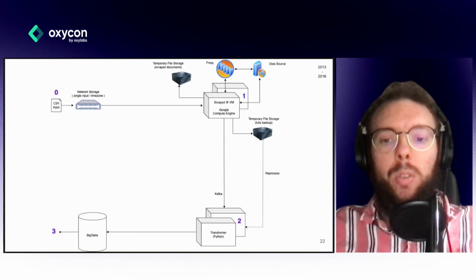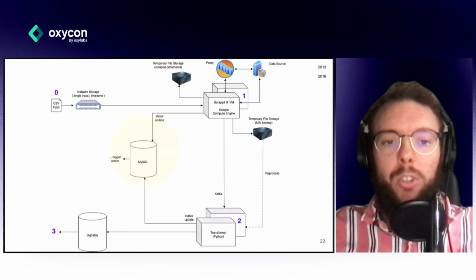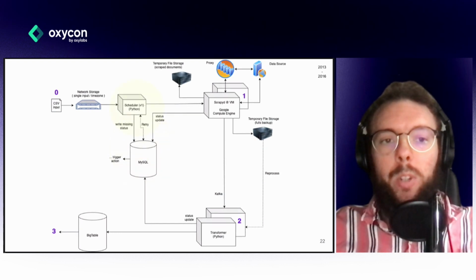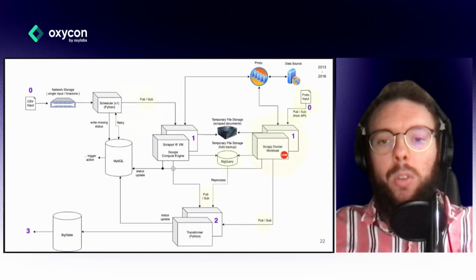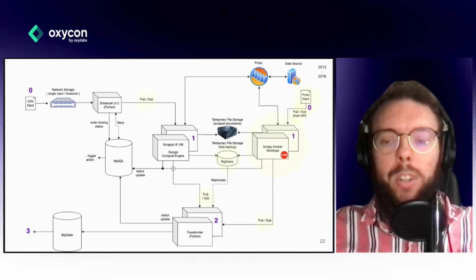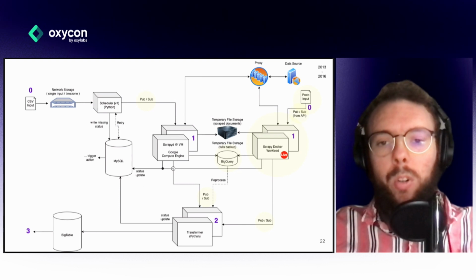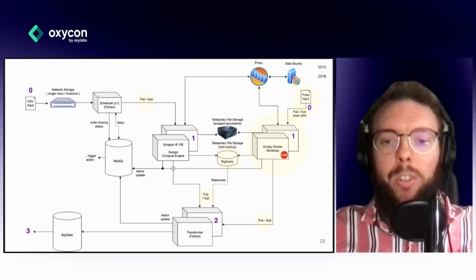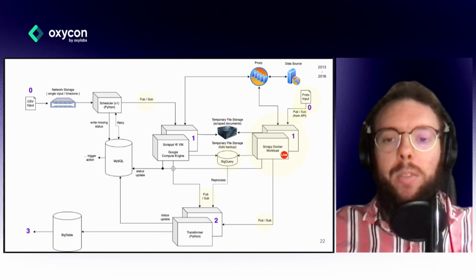So let me show you how the changes in the last 3 years, between 2013 and 2016, impacted our infrastructure. We had our MySQL database for status tracking. We had our scheduler, which now sits in between our inputs and our Scrapy workloads. And of course, our Scrapy workloads are now also divided into 2 different kinds of workloads. We still have the VMs, but for live shops, we now have the Docker workloads. We also switched to BigQuery, which was a very impactful change for the transformation stage. It was very helpful for our querying stage for developers.